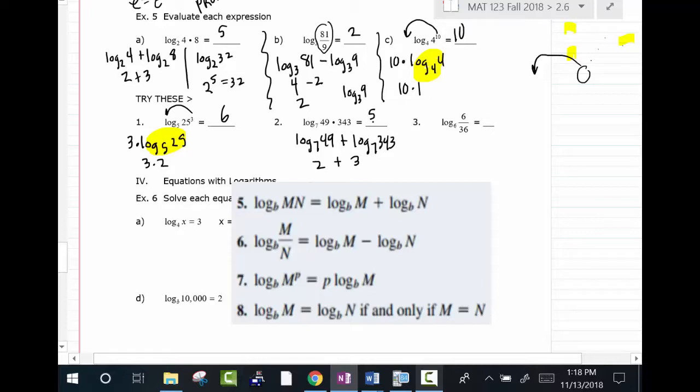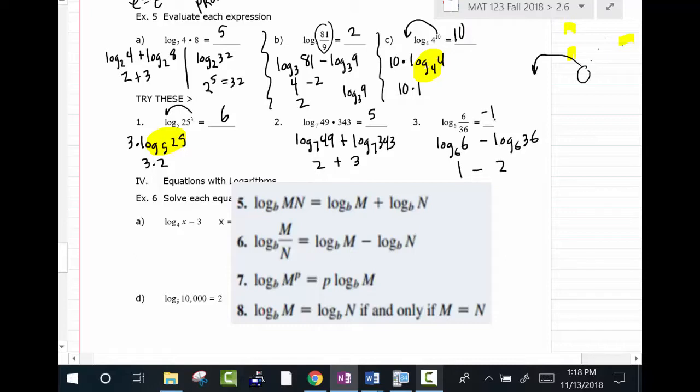Okay? And then the next one, since it's a fraction, you want to do log base 6 of 6, subtract log base 6 of 36. And you got to do it in that order. You can't do it backwards. So what's log base 6 of 6? 1. What is log base 6 of 36? 2, right? Okay, 1 minus 2 is -1.